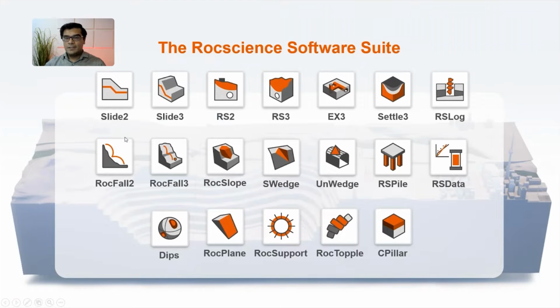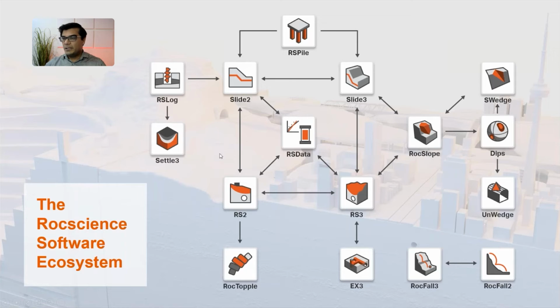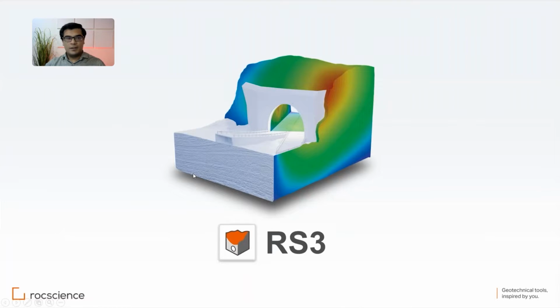Here you can see a full list of our products. We offer 19 top quality products tailored to meet all your civil, mining and geotechnical needs. One of the benefits of using Rockscience products is that they can communicate and talk to each other. For example, if you have a model in RS3, you can create a section, export it to RS2, so you don't need to recreate your geometry. You don't need to redefine your material property. In this image, you can see the Rockscience software ecosystem and how they are connected to each other. But today's focus is on RS3.